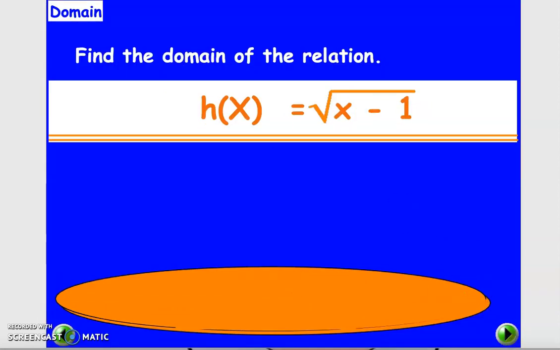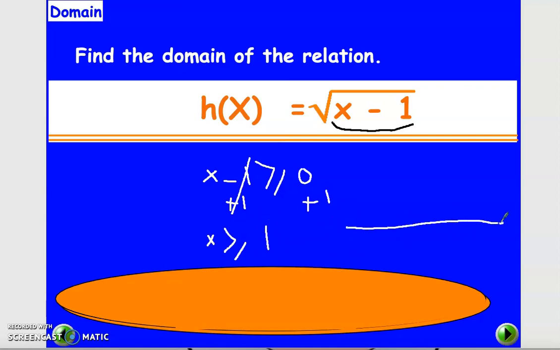Another example, f of x equals radical x minus 1. For this function to be defined, the number below the radical, or the square root, should be positive. So we say x minus 1 is greater than or equal to 0. To find x, add 1 on both sides. So x should be greater than or equal to 1.